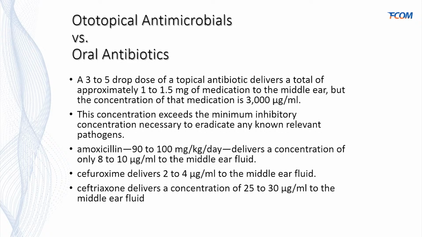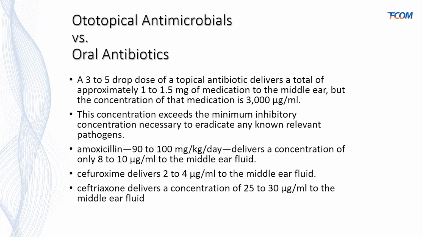Another important thing to keep in mind is once those tubes are in, they do not prevent the recurrence of middle ear disease. Otorrhea is common in 21 to 34% of patients with ventilation tubes. That being said, now you have direct access to the site of the infection. This is where otic topical drops come into play. A 3 to 5 drop dose of topical antibiotics deliver a total of approximately 1 to 1.5 milligrams of medication to the middle ear. But the concentration of that medication is over 3,000 micrograms per milliliter. This concentration exceeds the minimum inhibitory concentration necessary to eradicate any known relevant pathogens.